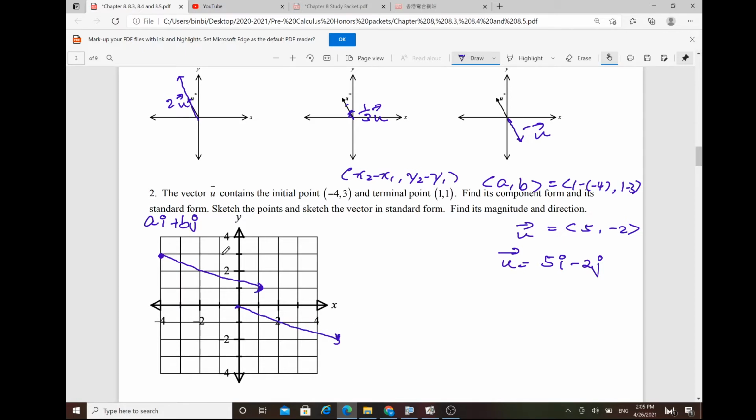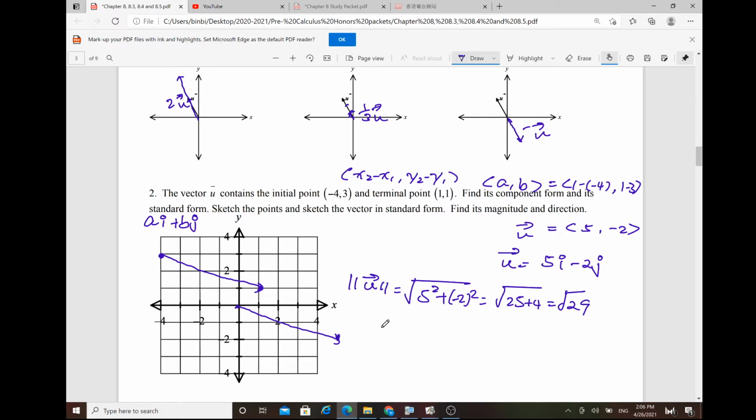Okay, so if you try to connect those dots here, it's kind of like a parallelogram. So these 2 rays right here are supposed to be parallel. And also find its magnitude and direction. So the way to find the magnitude, we basically take the norm of vector u using the Pythagorean theorem: square root of 5 squared plus -2 quantity squared. So root 25 plus 4, so it's root 29.